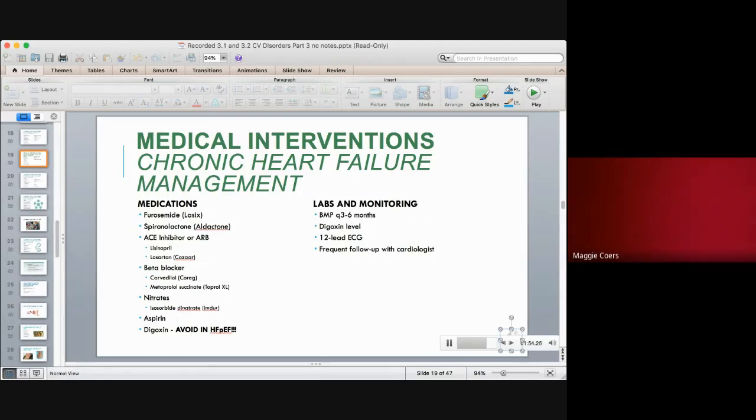So in diastolic heart failure, we need the ventricle to relax, okay, and not squeeze. So we don't use digoxin in diastolic heart failure.